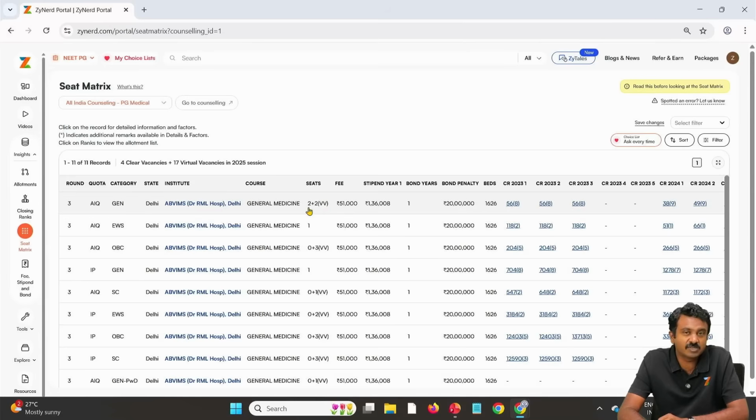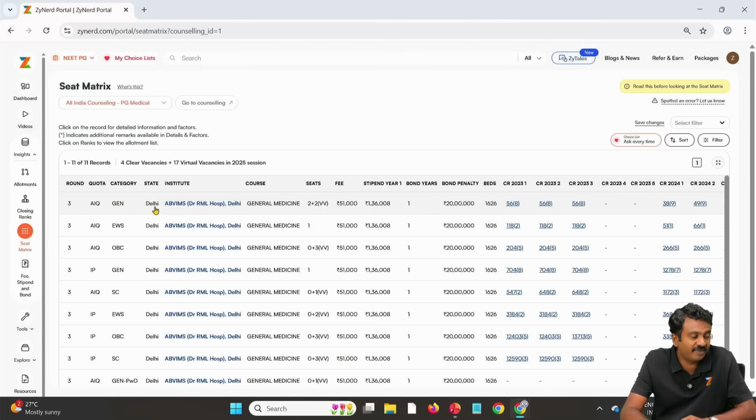2 is the clear vacancy, 2 is the virtual vacancy. 2 clear vacancies would mean there are no candidates holding these seats, and these are available. If you are the top ranker who is opting for these seats, you will get these seats. 2 virtual vacancies would mean 2 candidates are holding these seats but have opted for upgradation. In case they get a better seat in a better choice in round 3 and they upgrade, then these additional 2 seats will also be available for other candidates, higher rankers or lower rankers. So that is 2 plus 2 VV. 2 CV is clear vacancies, nobody is holding. 2 VV is 2 virtual vacancies.